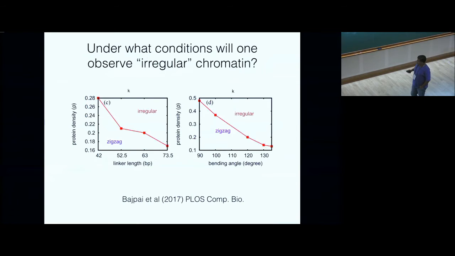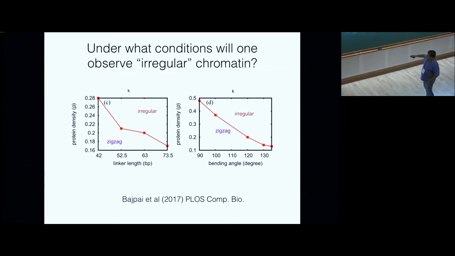So there are two parameters mainly. One is the density of these non-histone proteins bound on the DNA, and the other is the linker length. If you vary these two parameters, you will have a nice phase-diagram-like plot, where small linker length and small protein density give a regular structure, and large linker length and large protein density give a more irregular structure.